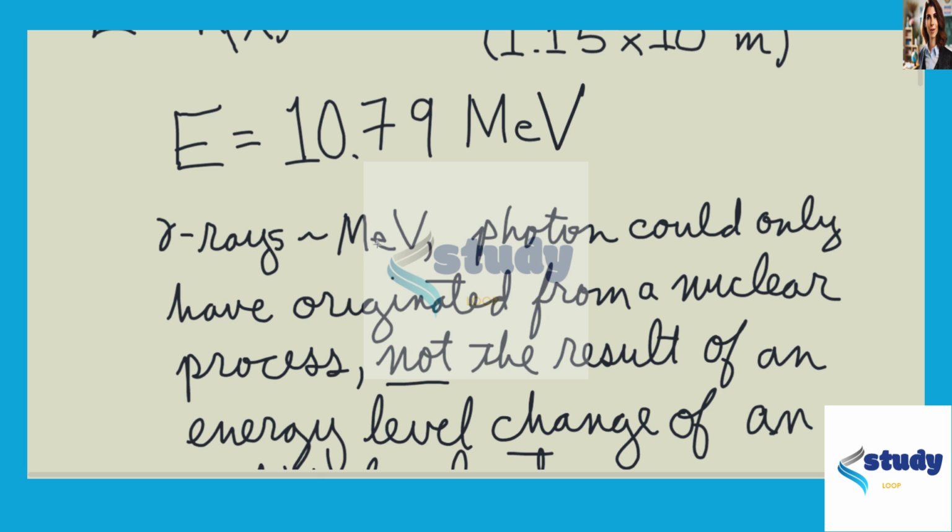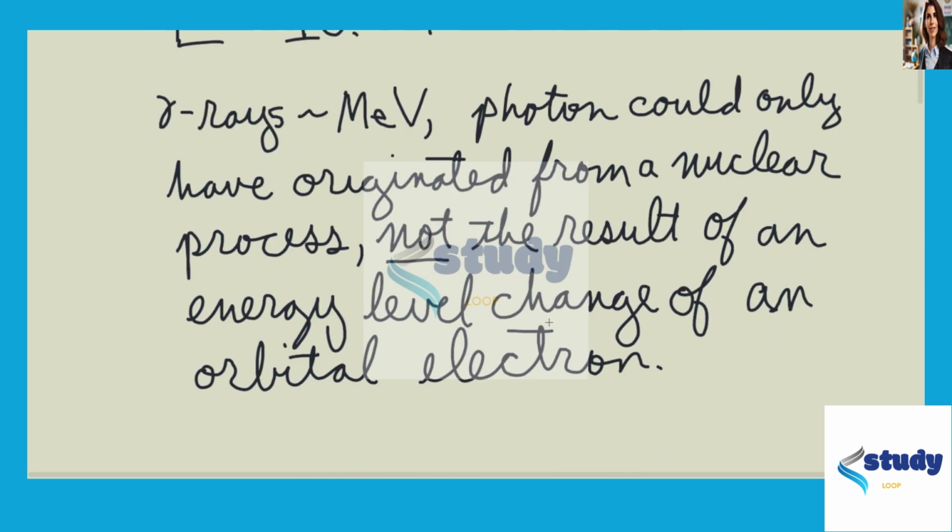Only gamma rays have energies this high, and gamma rays can only originate from a nuclear process. They are not the result of an energy level change of an orbital electron. So that answers our question. The photon originated from a nuclear process.